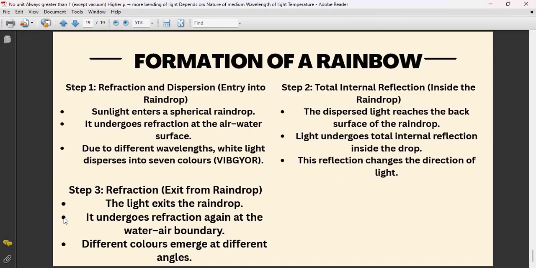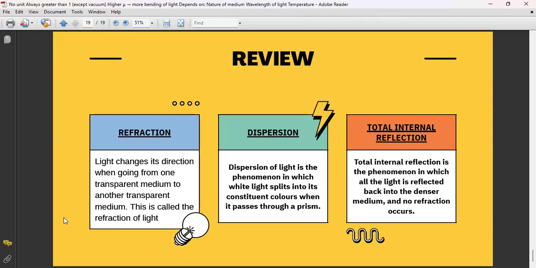I hope the formation of rainbow is clear. So it's a wrap up. Let's review what we have studied till now. The important concepts: first of all, refraction. Refraction is when light changes its direction while traveling. Keep in mind that a transparent medium is very important when we are learning about refraction. When light changes its direction going from one transparent medium into another, this phenomenon is called refraction of light.